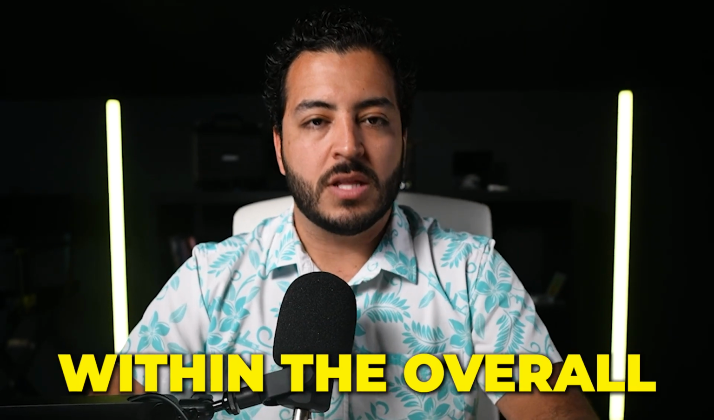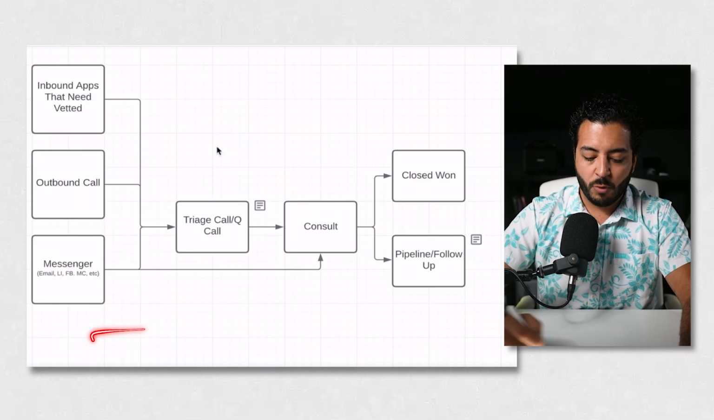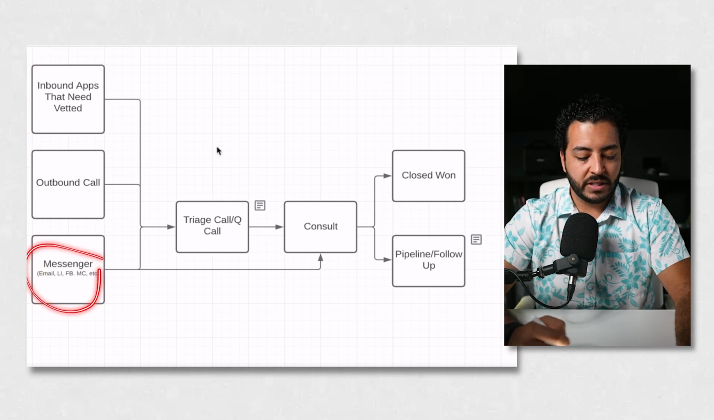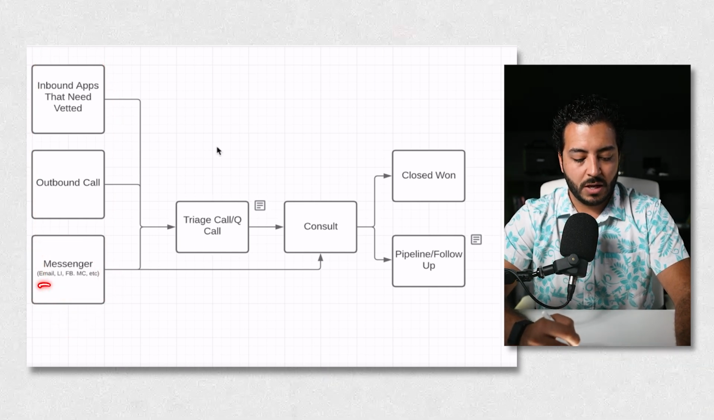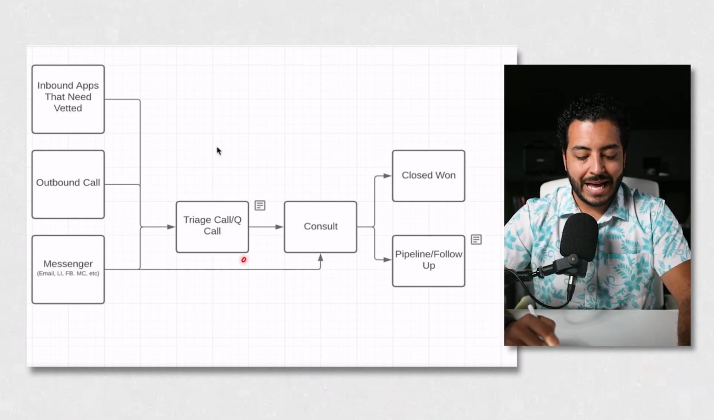All right, guys. So jumping into section number 1, I just wanted to help you understand where we are within the overall sales process when it comes to appointment setting. When we look at this, we have 4 different steps. We have the inbound applications. We're going to more specifically talk about Messenger, right? So you have email, LinkedIn, Facebook, ManyChat, stuff like that. And then we have the triage call.